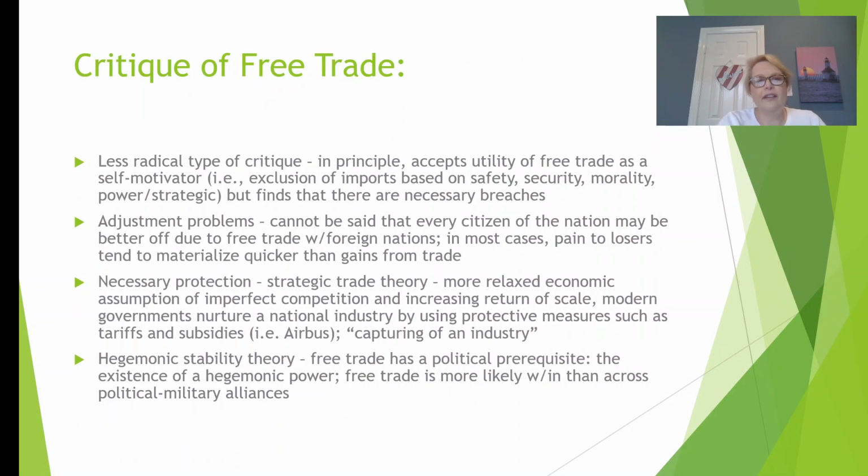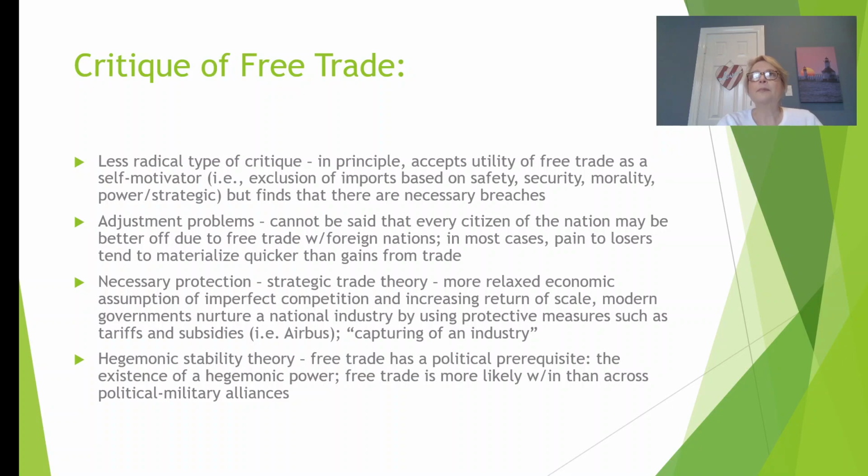So here are some critiques of free trade. I'm going to ask you to do this discussion. People who are against free trade say that free trade is okay, it's a self-motivator, but that people are going to break the rules, that there are adjustment problems, and that every citizen of every nation isn't going to be better off.